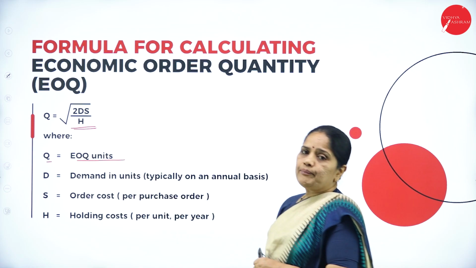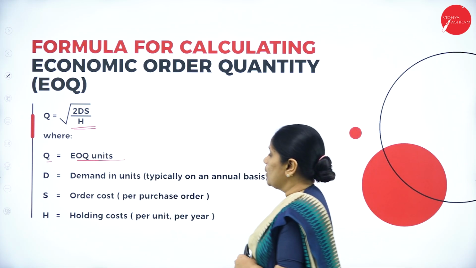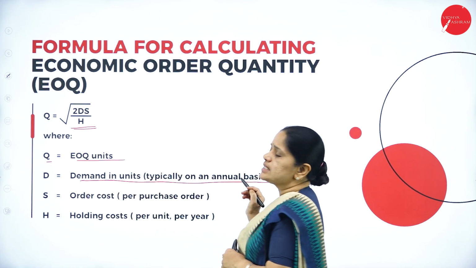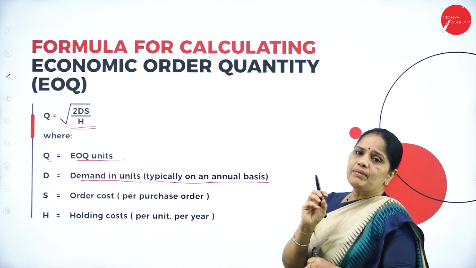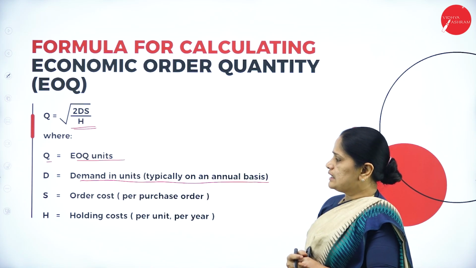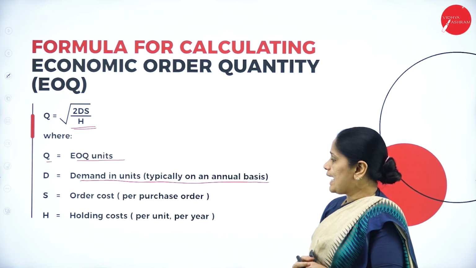What is the most economical order quantity of units we have to order? Then the second one is the demand in units. So, what is the actual demand? If it is 10,000, then instead of D, we'll write 10,000. If it is 1 lakh, then we will write D as 1 lakh.